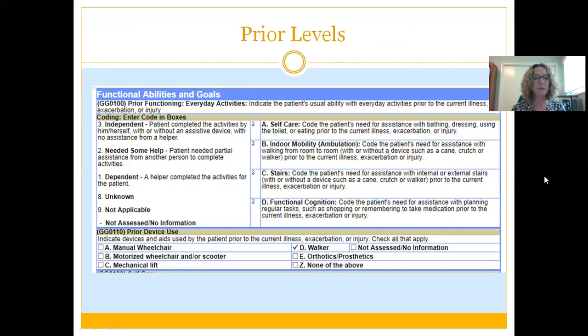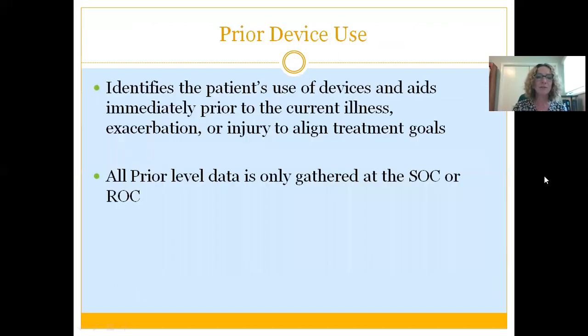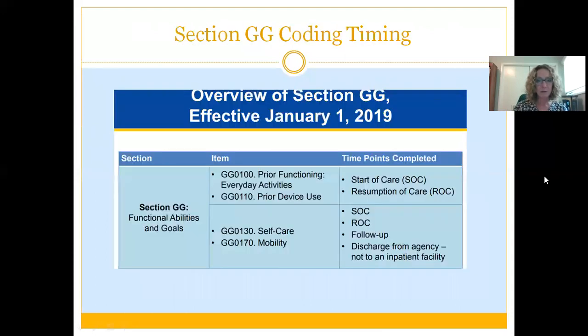So that's what this is going to look like on the OASIS, and it's got the descriptors there for you. Looking at prior device use, it's going to identify their use of devices or aids immediately prior to their current illness. So if they used a walker 5 years ago after hip surgery, but they weren't using it for the past 5 years, that would not count for their prior level, okay? It's only gathered at the start of care or during the resumption of care. So we're not doing that all the time, at least.